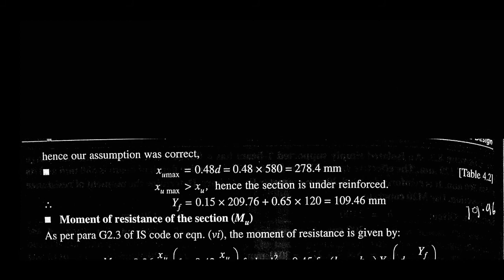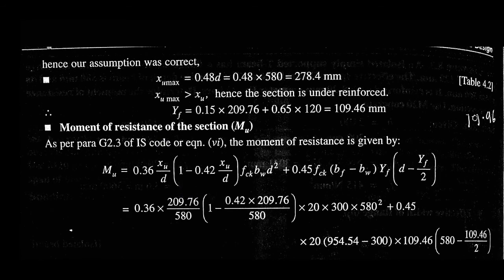So XU max is equal to 0.48 D, that is 0.48 into 580, which is equal to 278.4 mm. Now XU max is greater than XU, hence the section is under reinforced. So YF is equal to 0.15 into 209.76 plus 0.65 into 120, that is equal to 109.46 mm. Now we can calculate the moment of resistance, Mu, which is asked in your question.